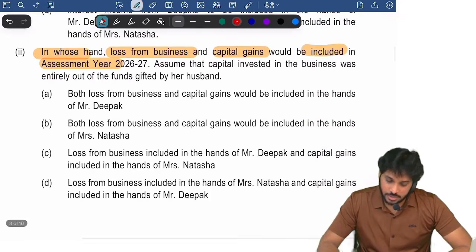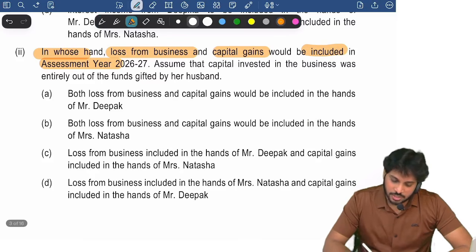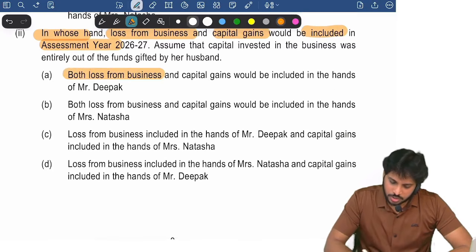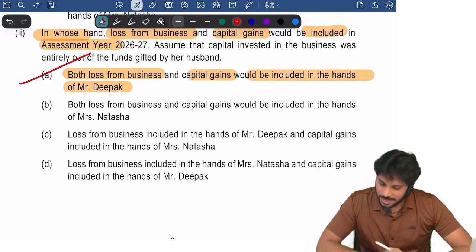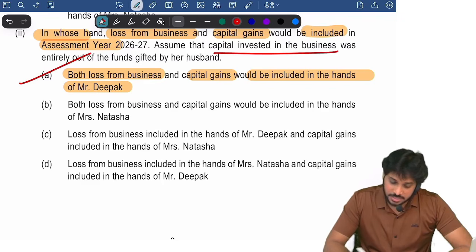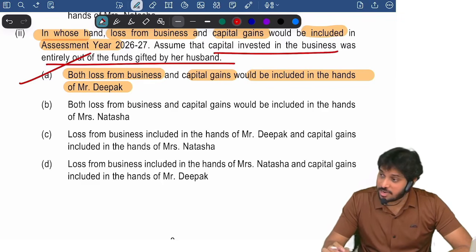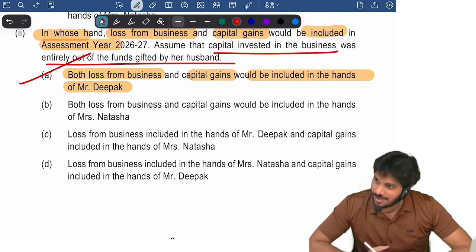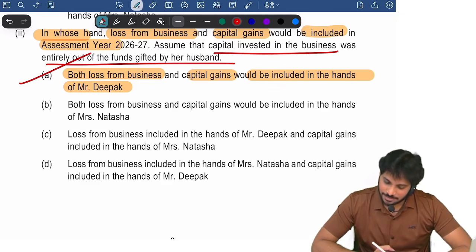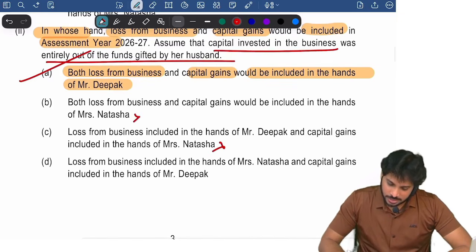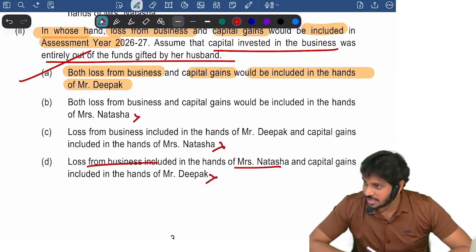Then, in whose hands would business loss and capital gains be included? Both the loss from business and capital gains would be included in the hands of Deepak. Correct only? Assuming that capital invested in the business was entirely out of funds gifted by her husband. That's it. So the answer is again A. You don't have to look at the others. Okay? Natasha is wrong. Loss from business in the hands of Natasha, capital gains, wrong. Therefore the answer is A.